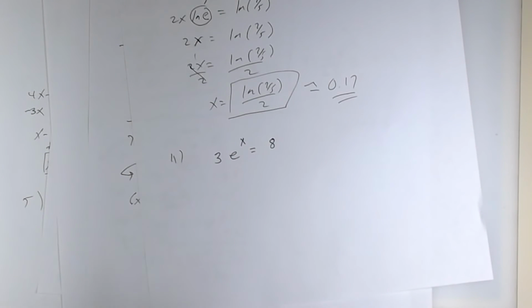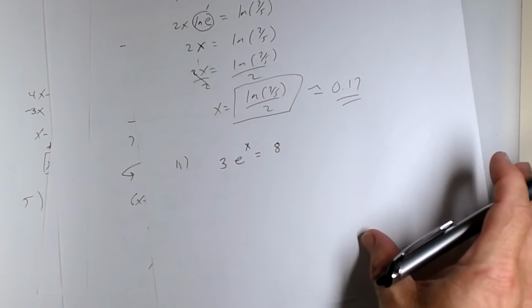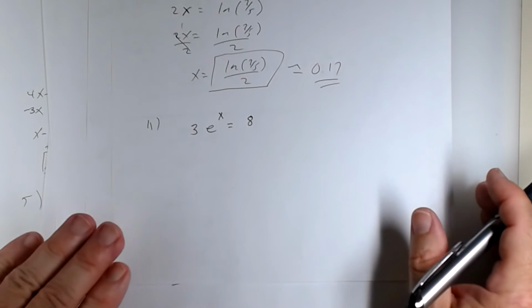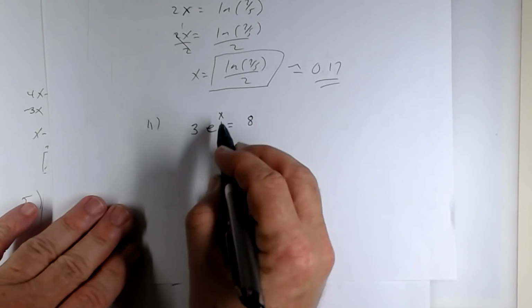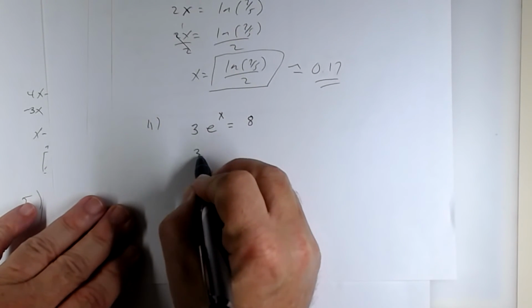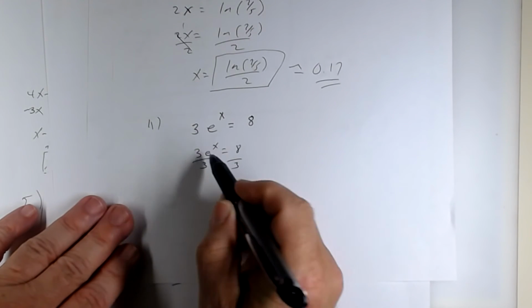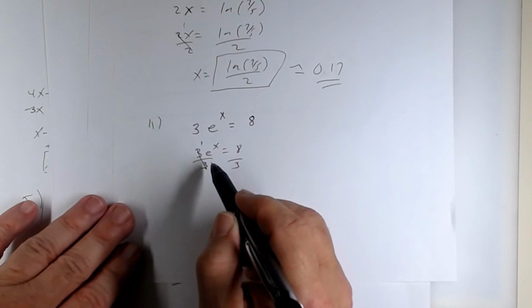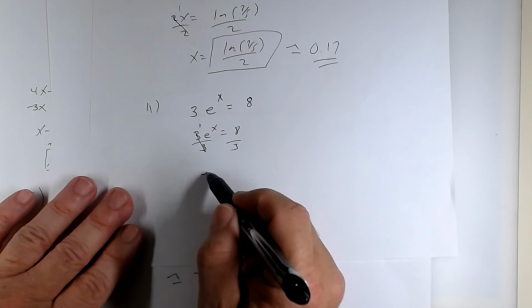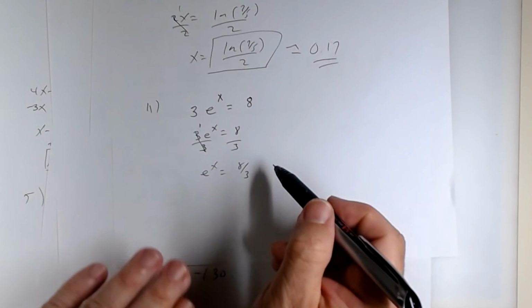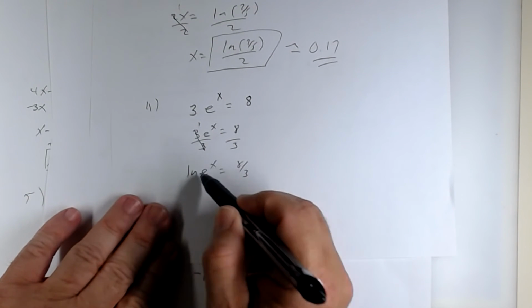Dolores says she knows it already. What's the next step? Divide both sides by 3. Yeah, you have to get e to the x by itself. So you agree that's going to be e to the x equals 8/3? And then we'll do the natural log of both sides.